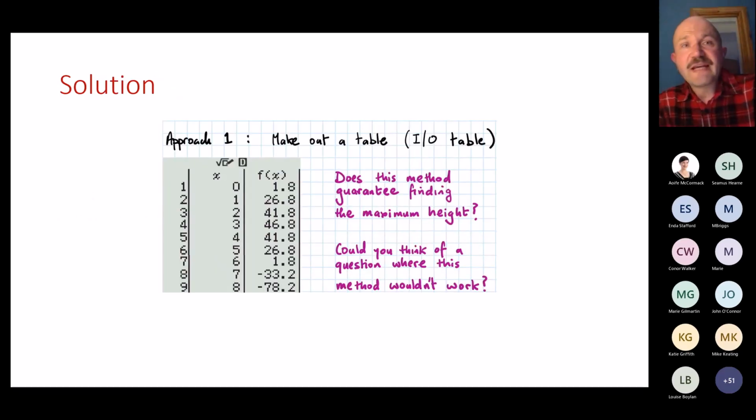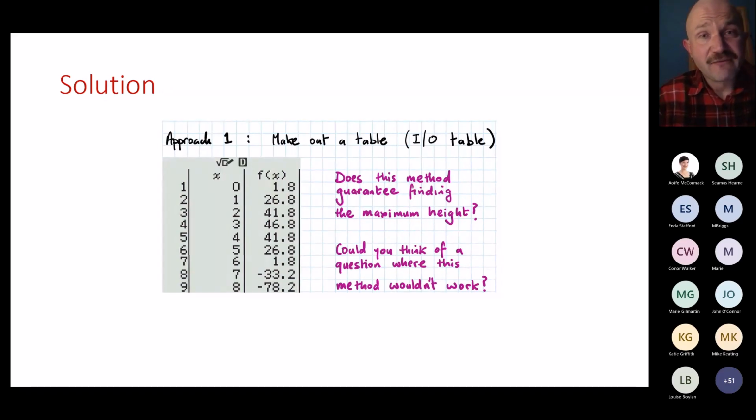So one approach that could be taken to answer this problem would be to make a table. And this mightn't even involve any manual calculation. It could just be making use of the functionality within modern calculators. So plugging in steps of 1, input values from 0 up to 8 or 9, using the function that represented the height of the golf ball, different heights get outputted. And a student then can see from that list that 46.8 is the largest of those.